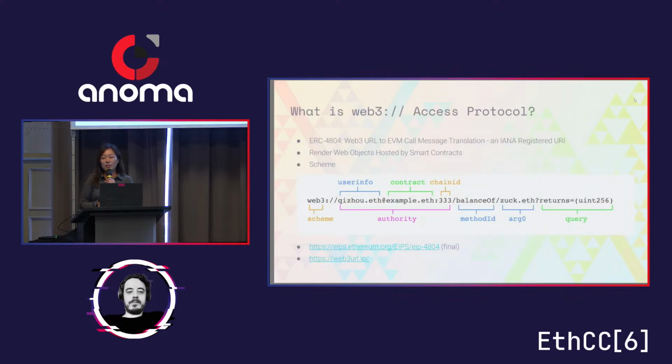So what is Web3 Access Protocol? It's an HTTP-like URL, but instead of locating centralized resources hosted by a server, it's locating decentralized data hosted by a smart contract. It's also defined as ERC 4804, which was developed by the ETH Storage team as well, and this one was finalized this February.